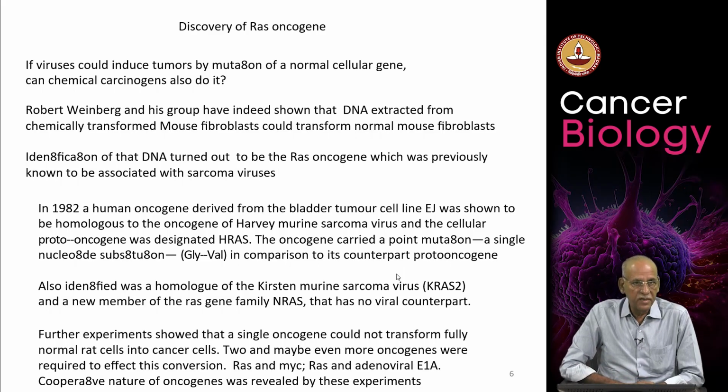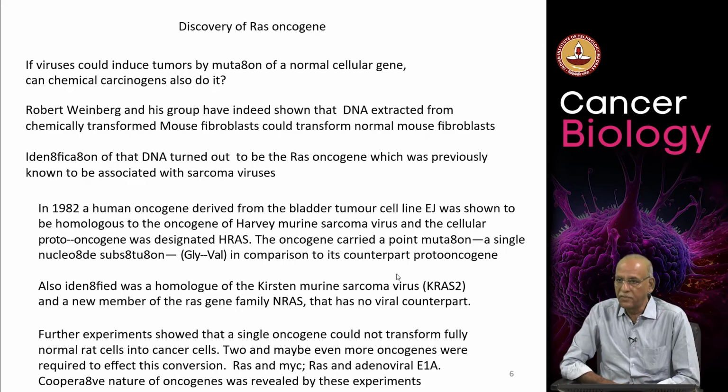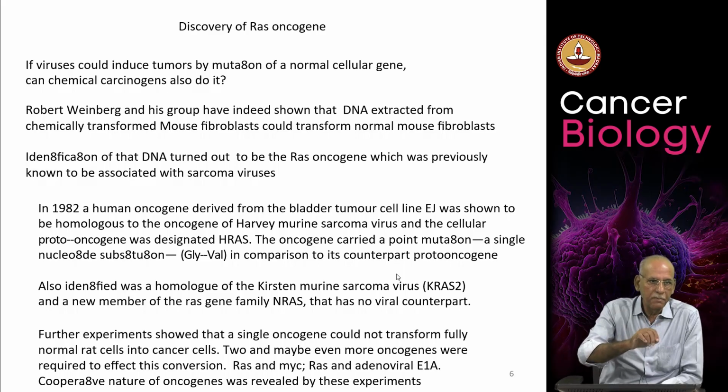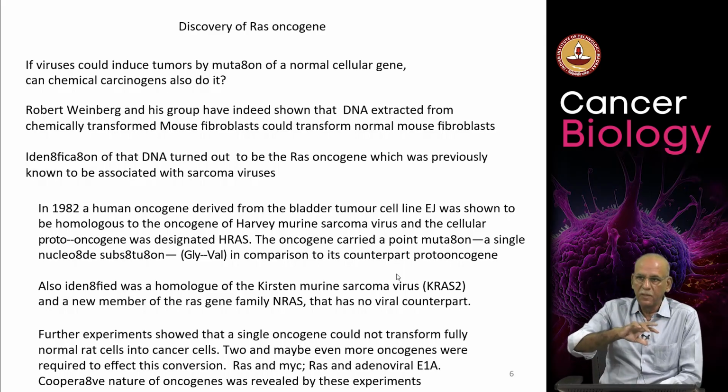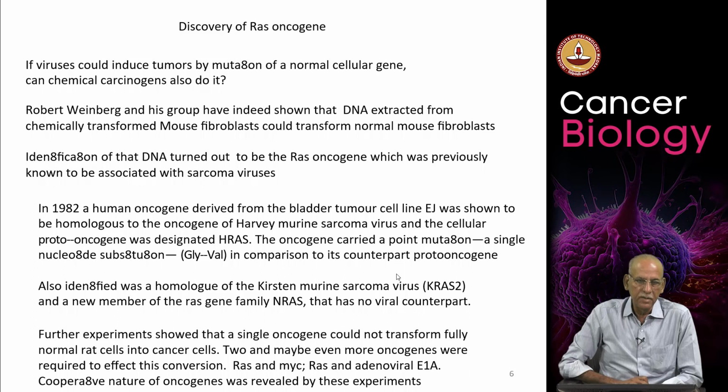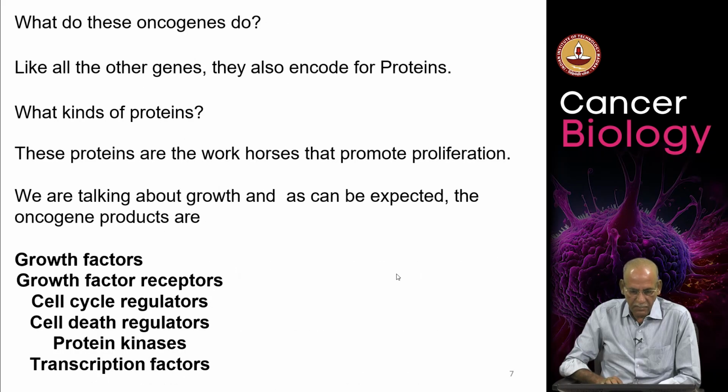They discovered that these oncogenes have some kind of cooperative nature, that is, just putting in one oncogene may not be sufficient to transform a normal cell into a cancer cell. Two or more oncogenes are required. So, this is called a cooperative nature. This is what these people have proposed.